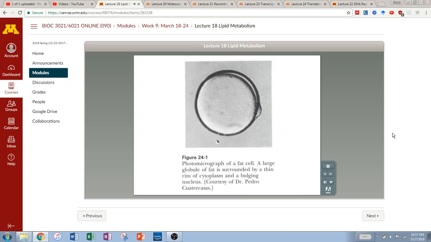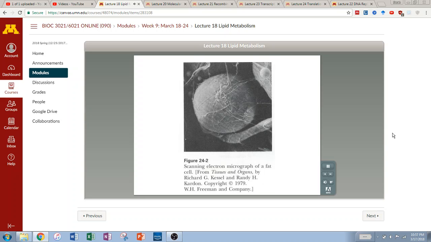A photomicrograph of an adipocyte cell reveals that the lipids are stored in large vacuoles, which take up the majority of the cell volume. These vacuoles are so large that they sometimes displace the nucleus to the periphery of the cell. Another look at an adipocyte using a scanning electron microscope reveals the same spherical shape with a bulging nucleus on one side of the cell.